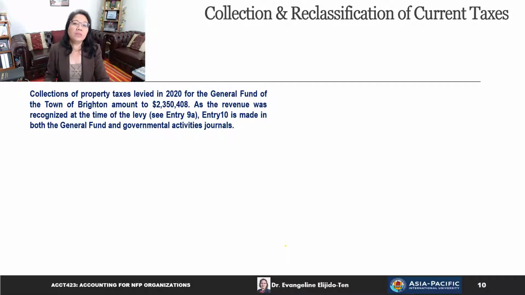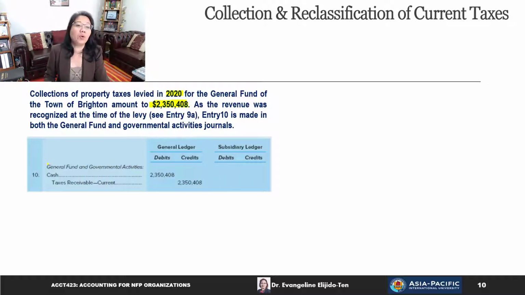Now, let's talk about collection and reclassification of current taxes. Collections of property taxes levied in 2020 for the general fund of the town of Brighton amounted to 2,350,408. So they have actually collected not the entire amount of 2.6 million plus, but they have collected a fair bit. We'll record this in both the general fund and also in the governmental activities: debit cash and credit taxes receivable current, 2,350,408.